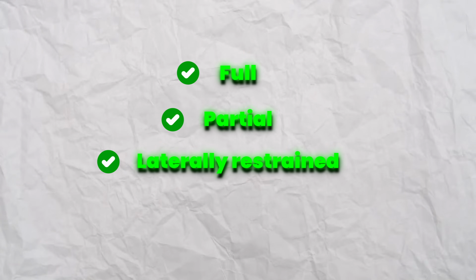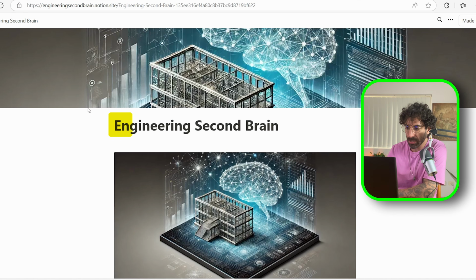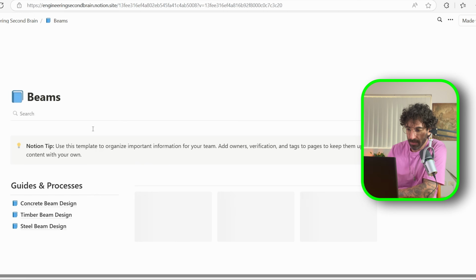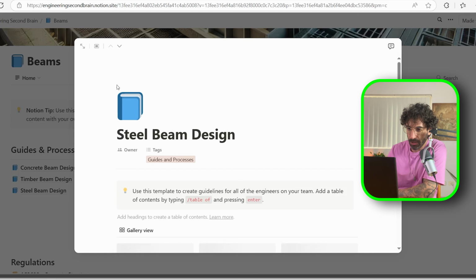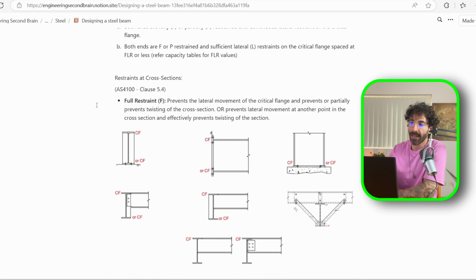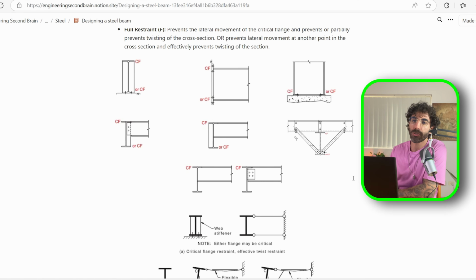Alright, let's move on. The cross sections of a beam can be classified as full, partial, or lateral restrained, or unrestrained. We head to our engineering second brain and then click on beams, steel beam design, and then designing a steel beam. If we scroll down, we have a section on restraints at cross sections, and full restraint, which is represented by the letter F, prevents the lateral movement of the critical flange and prevents or partially prevents twisting of the cross section. This image in this section denotes how you can achieve full restraint in a cross section.